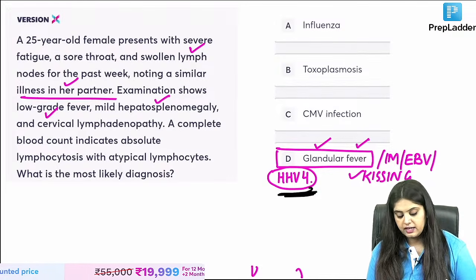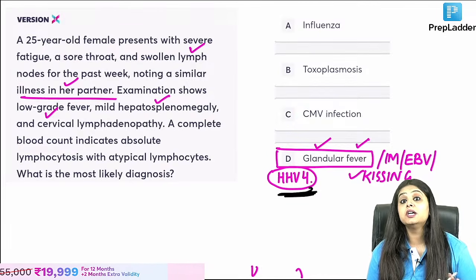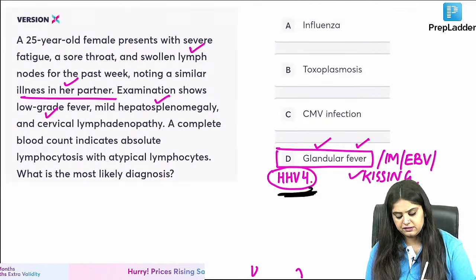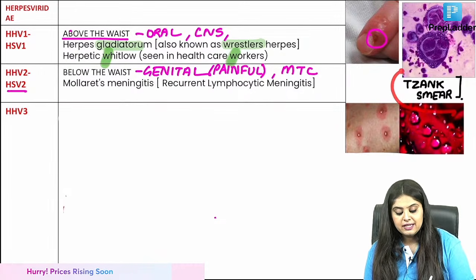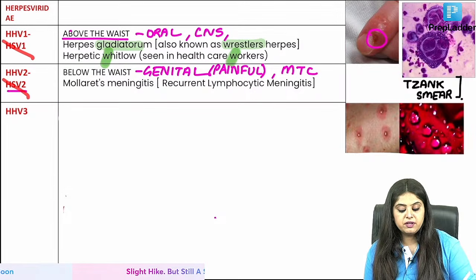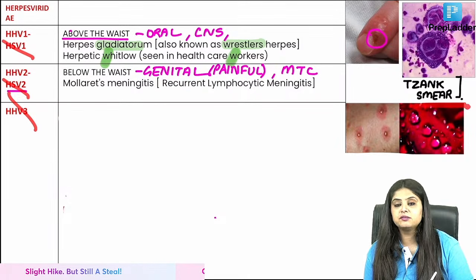Okay, I had a doubt there. I've written HHV only, human herpes virus 4. I will come to that in case someone had a doubt. Okay, coming back, Zank smear. Whether I talk about HSV1 or 2 or even 3 later on, Zank smear is what you will notice.